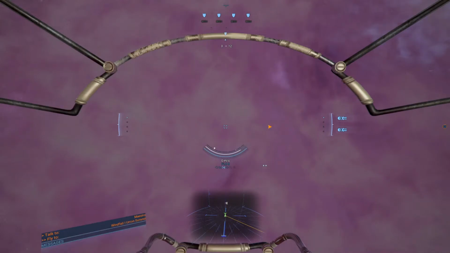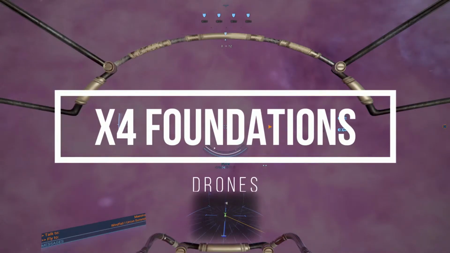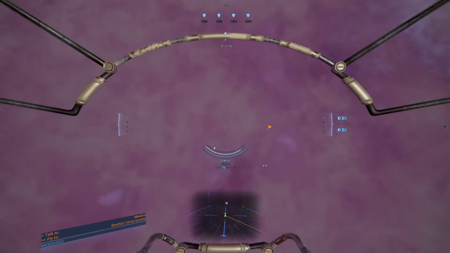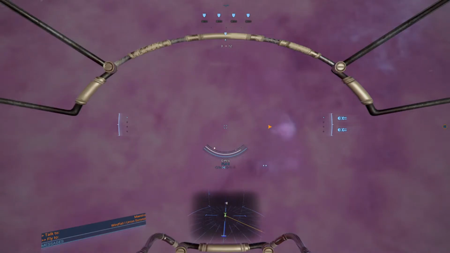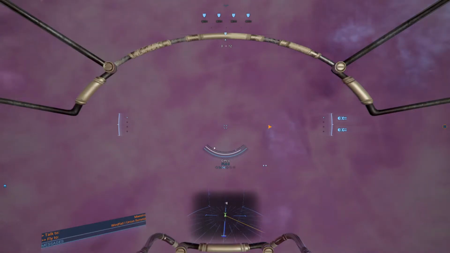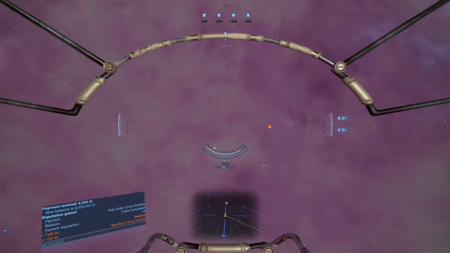And this time we're going to talk about drones and how they work. When you get ships larger than a fighter, you may want to include drones in their loadouts. They are very, very useful. There's primarily four types of drones: defense drones, cargo drones, repair drones, and mining drones. And yes, they pretty much do exactly what they're called.